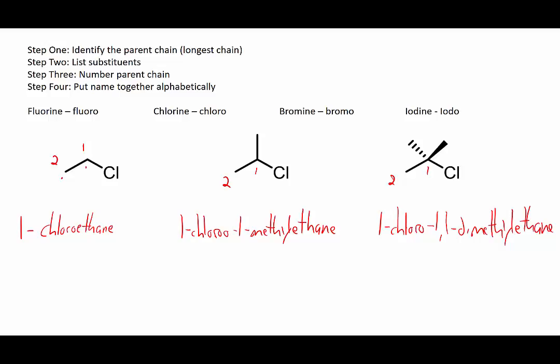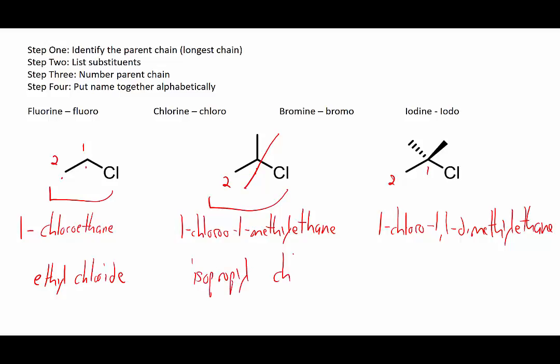Sometimes you'll also see the common names for alkyl halides. In this case, here, we would just call this ethyl chloride, where we use the alkane itself as the functional group, or the substituent, and the chloride as the base. In the next example here, this is an isopropyl group. This is isopropyl chloride, 2 words. And in this case, this is a tert-butyl group, so this is tert-butyl or T-butyl chloride.